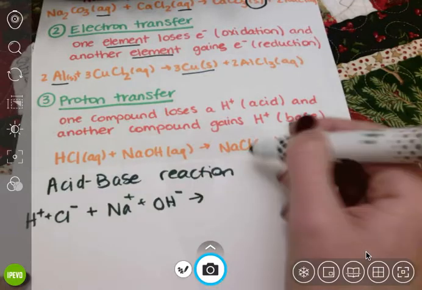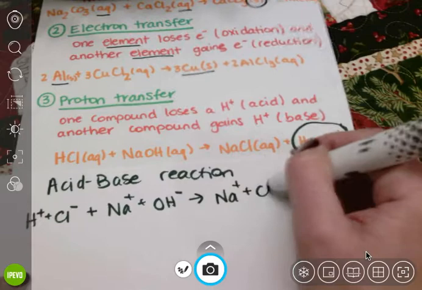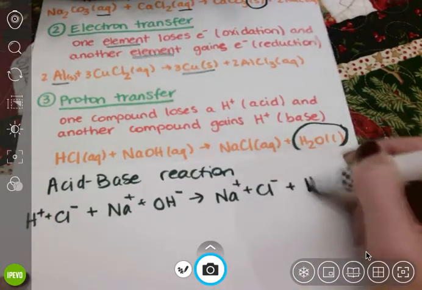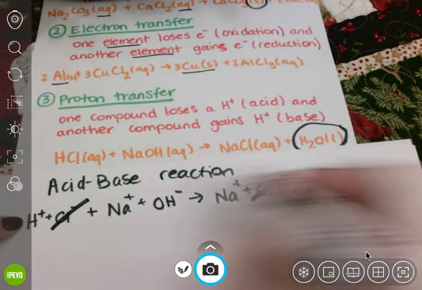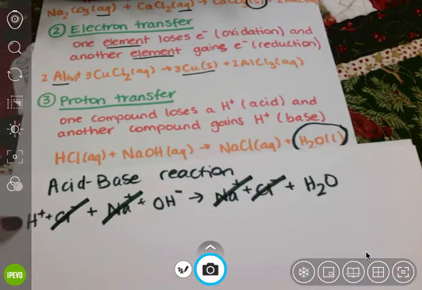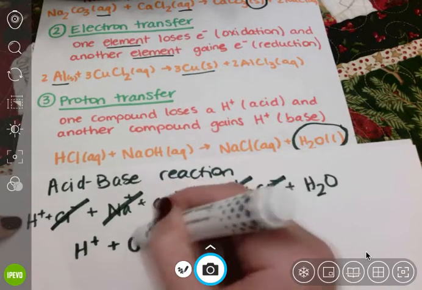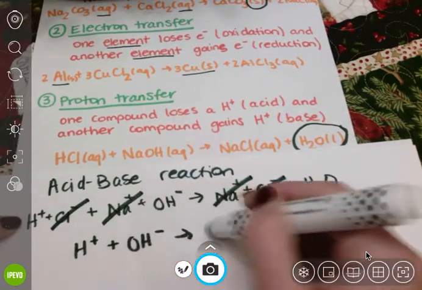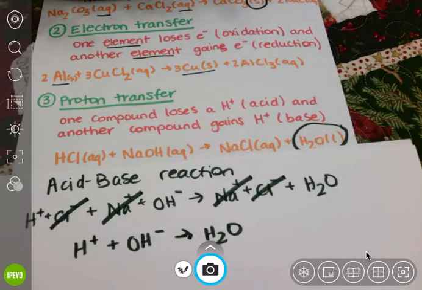Then I'm going to form NaCl, which is also aqueous in solution, but water isn't aqueous in solution. It's a liquid, so it's going to stay together. My spectator ions in an acid base then are the chloride and the sodium. That leaves me with my net ionic of hydrogen ions plus hydroxide ions form water. When I form water, think acid bases, okay?